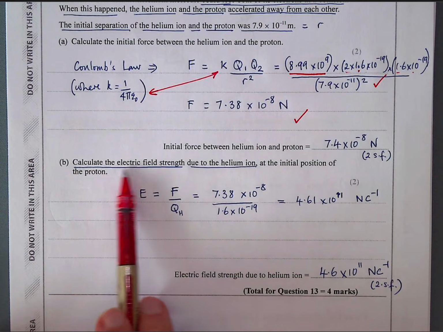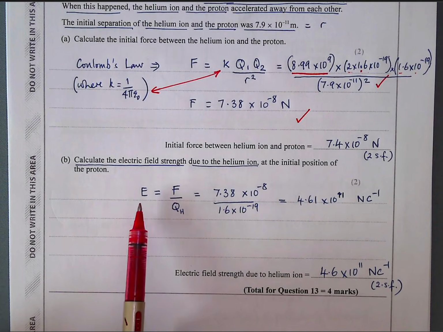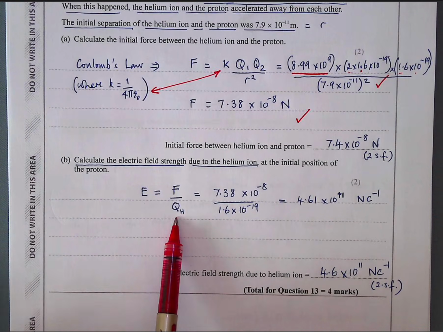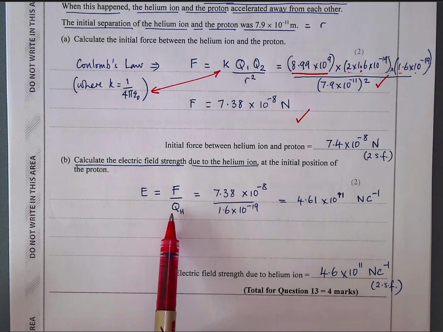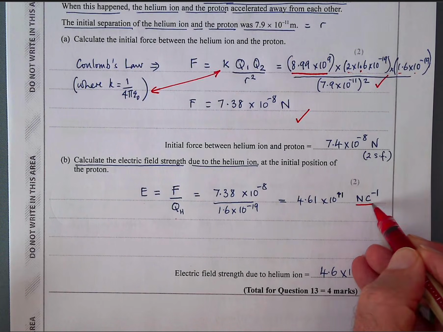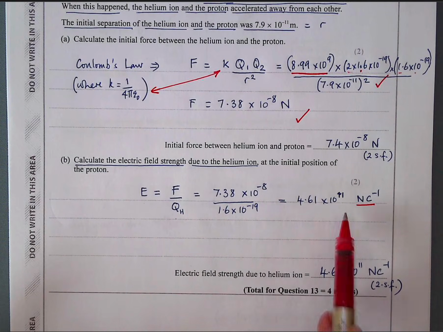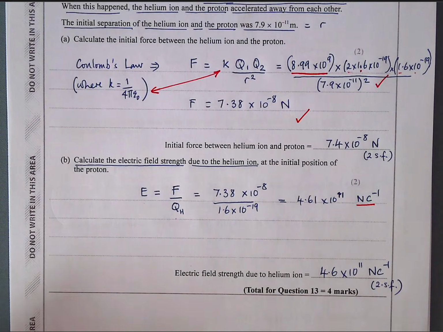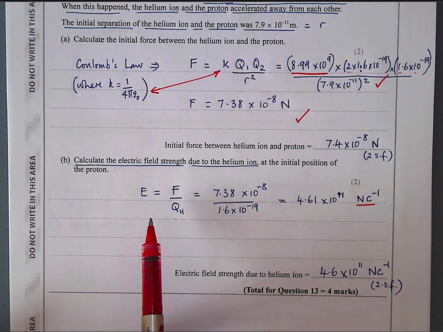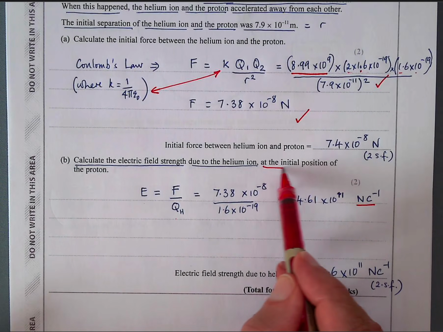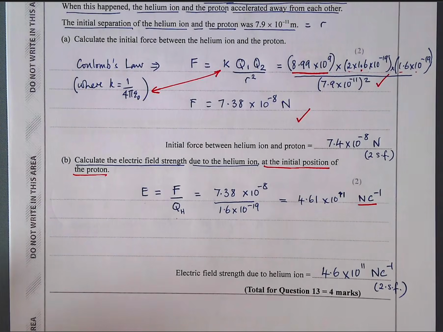Part B, calculate the electric field strength due to the helium ion at the initial position of the proton. Well, the electric field strength is basically the force you've calculated divided by the charge of hydrogen, the second charge, which is a unit positive charge anyway. So electric field is force per coulomb, so the answer will be in newtons per coulomb. You just divide what you just calculated, I'll use the 3 significant figure answer, divided by the charge of hydrogen, and you'll get the field strength at that position. Obviously, the field strength is radial, so it's getting weaker as you go further away. That's why it says at the initial position of the proton, which is where we calculated the force. I hope that makes sense. So again, this is another short question, it's 4 marks.